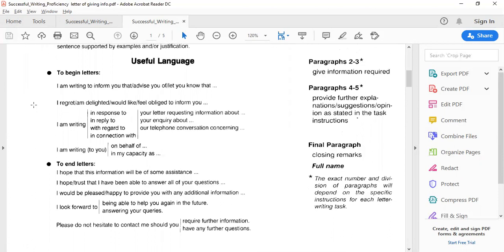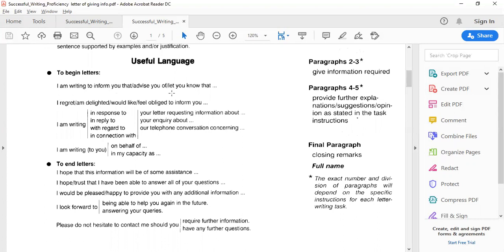There is useful language that you can use while writing a letter of information. The useful target language for the beginning and the ending of the letter is given here. Let's talk about it. You can start your letter with: I'm writing to inform you that, or advise you of, or let you know that. This is how we can start, as an example based on the situation given.